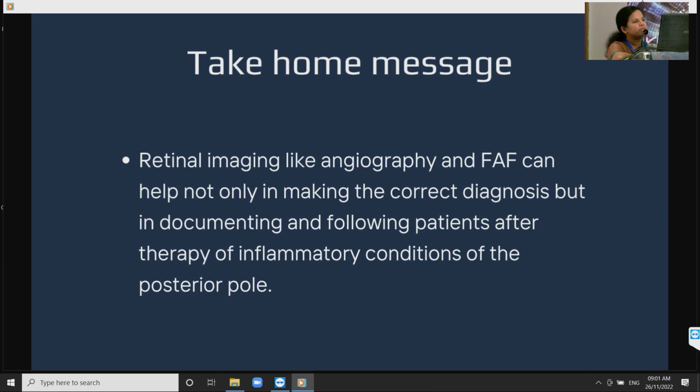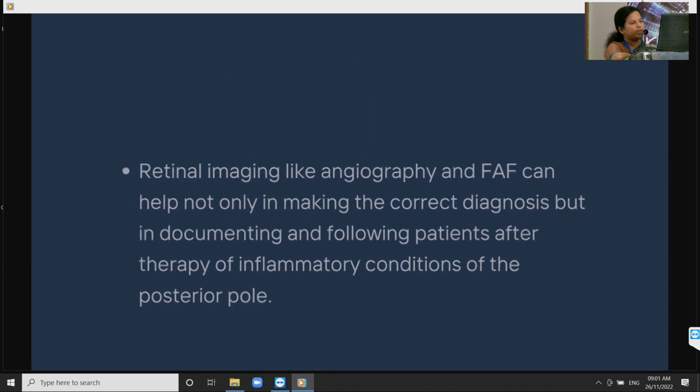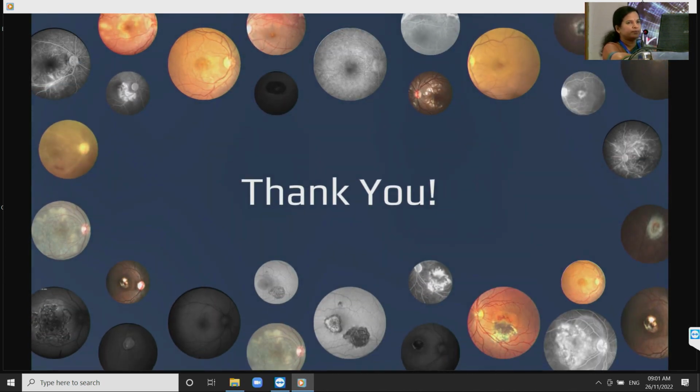So the take-home message is that fundus fluorescein angiography and OCTA help not only in making the correct diagnosis, but also help in documenting and following up patients following therapy in uveitic conditions. Thank you.